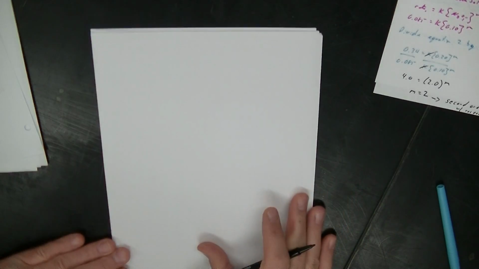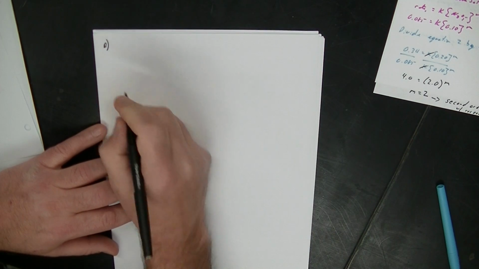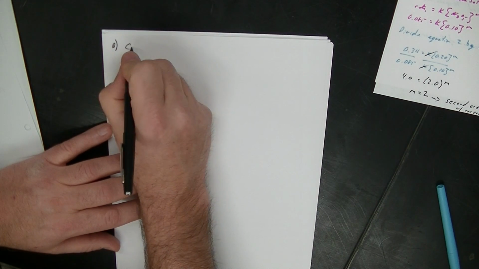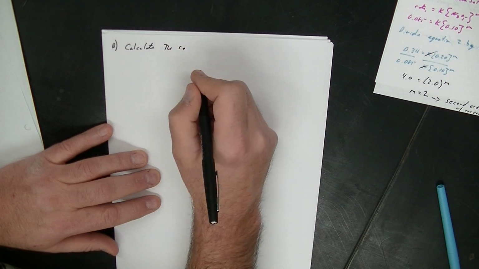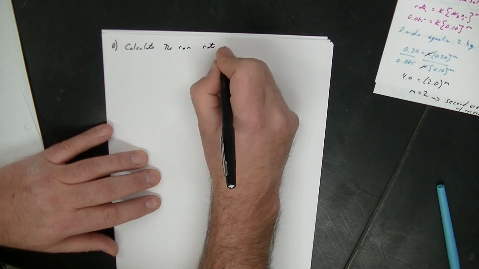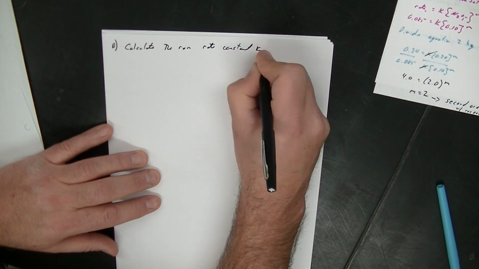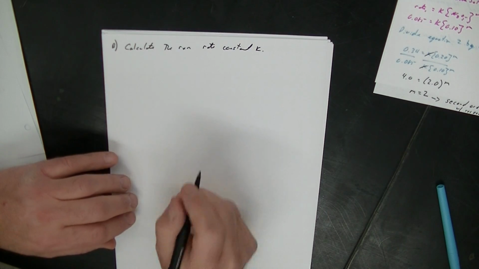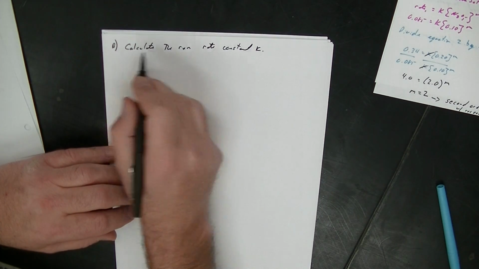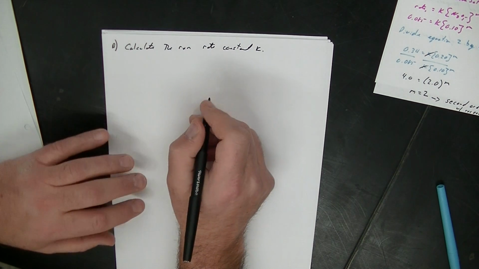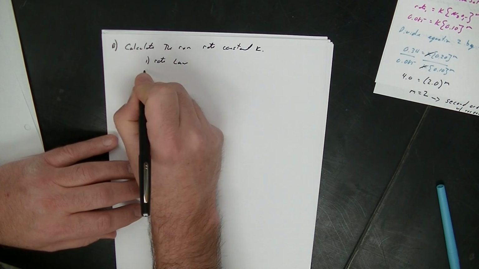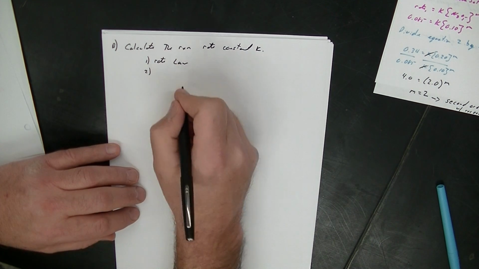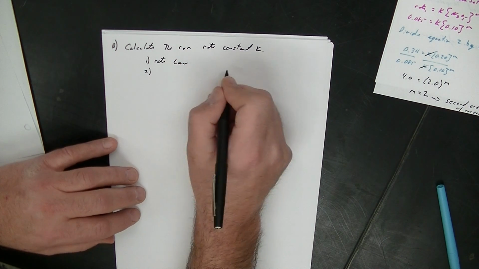So we're going to go to the B part. Calculate the reaction rate constant K. Now to do this, we're going to use the rate law that we calculate, and we're going to choose and use one of the data sets.